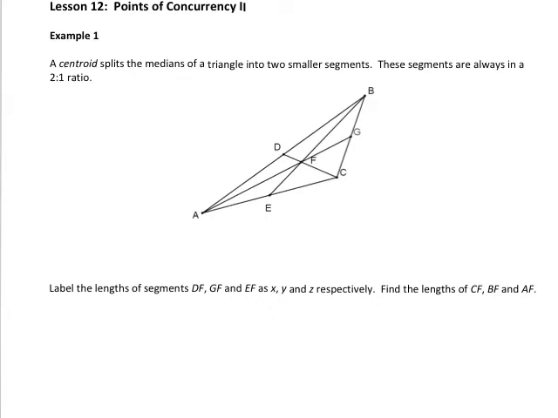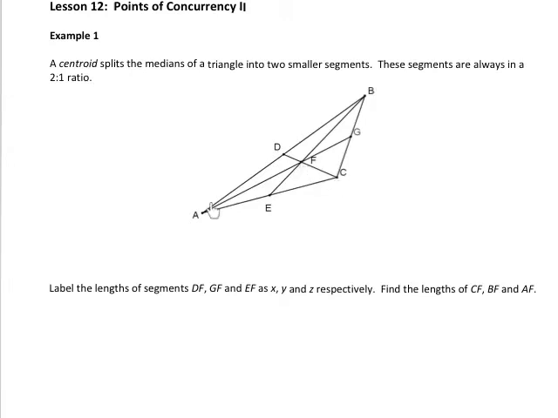In this lesson, we're going to look at certain properties of the centroid. And remember, the centroid is the intersection of the three medians of a triangle. When you look at this image, I have the centroid and all three medians. And this is always true. A centroid splits the medians of a triangle into two smaller segments, and the segments are always in a 2-to-1 ratio. So if you look at DC and EB and GA, the longer segment is always on the vertex side.